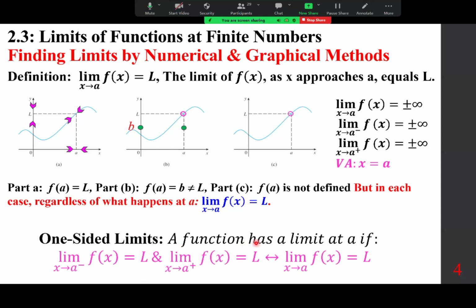The one-sided limit. A function has a limit at A if the limit of f of x as x approaches A from the left equals L, and the limit of f of x as x approaches A from the right equals L. Therefore, the limit of f of x as x approaches A equals L. It's important to understand this notation: it is read as A from the left side of A, and A from the right side of A.